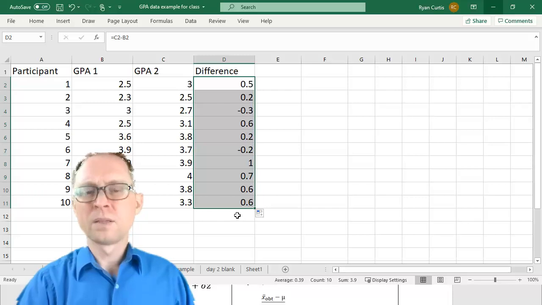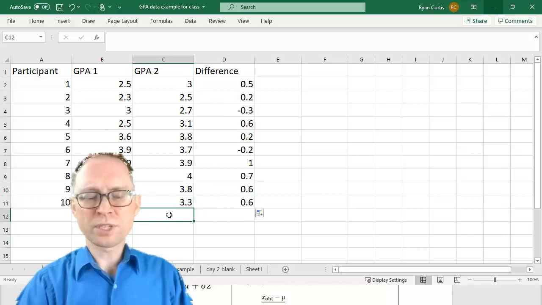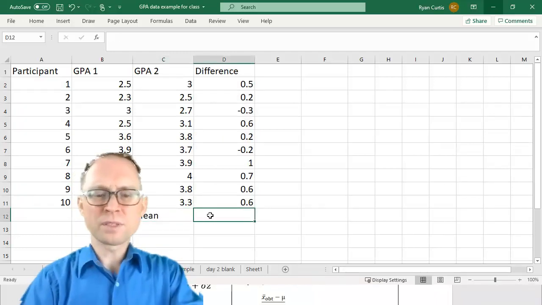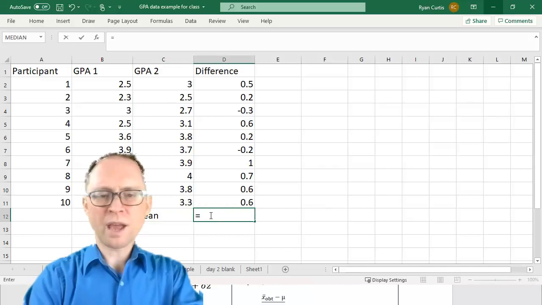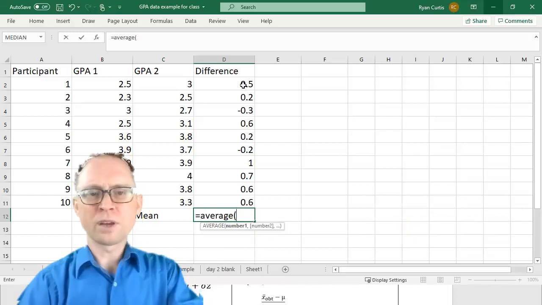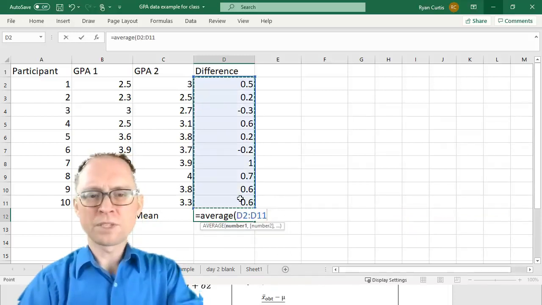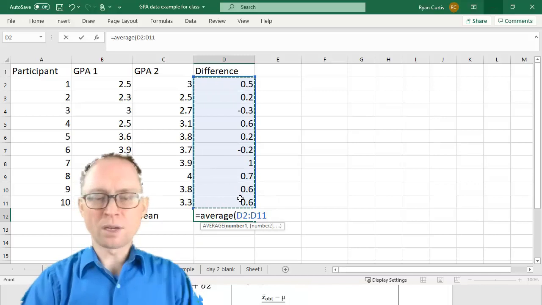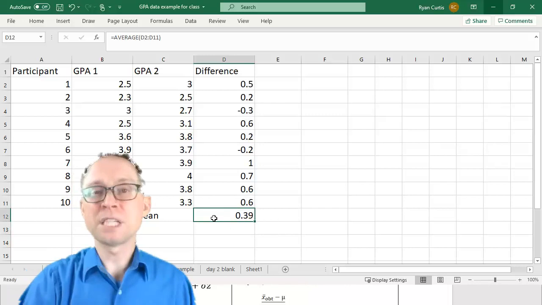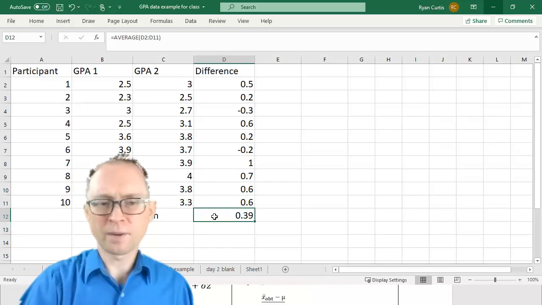All right. Now, I need the mean of the differences, but I also need to get the standard deviation. So let's first get the mean. The mean of the differences is just the average, right? The average of all of these difference scores. D bar is what we are calculating right now. This right here, 0.39, that is D bar. That is D bar right there.